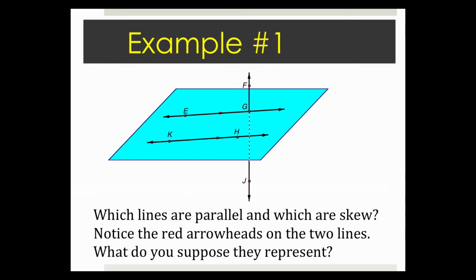Good. So, does everybody agree with Ben that this line KH is skew to the line FJ? Yeah. Good. And we no longer have to assume that EG is parallel to KH because we've got the extra set of arrowheads in there. And then I think we would all see that EG is intersecting FJ. Okay. Solid? Yes. Nicely done, Ben.